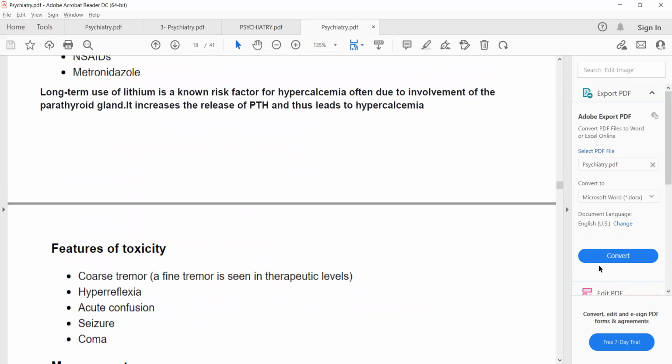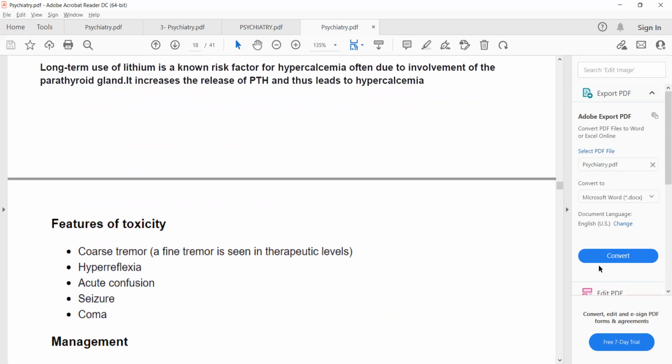Now, what are the features of toxicity of lithium? Coarse tremor. Remember that a fine tremor is seen in the therapeutic levels. So a fine tremor is fine. There's no need to do anything if a person on lithium gets a fine tremor because it is seen in therapeutic levels, while a coarse tremor is seen in lithium toxicity.